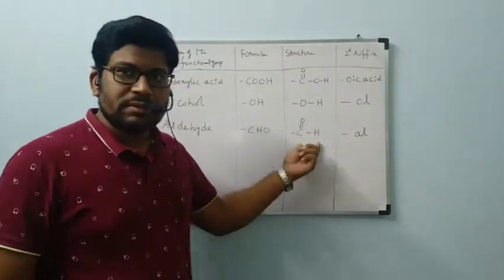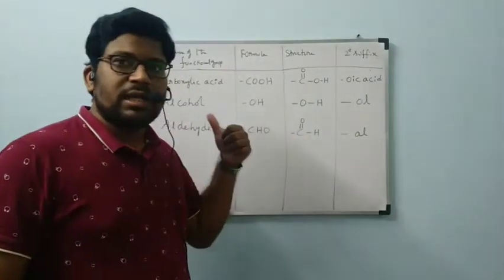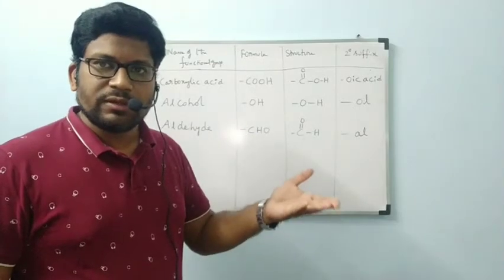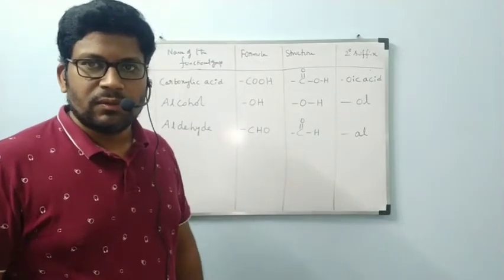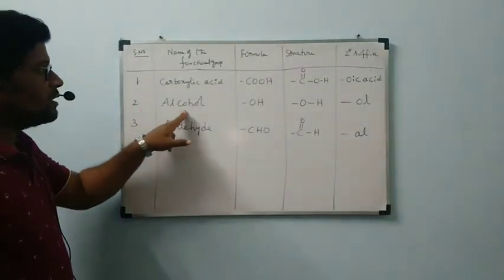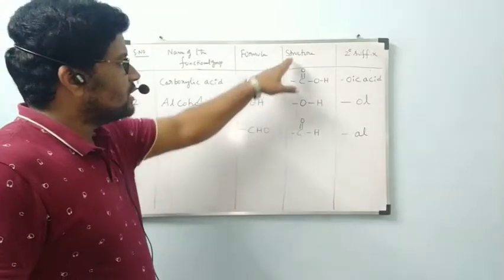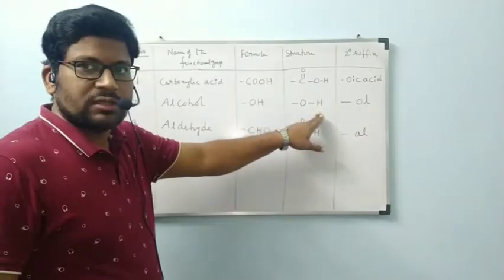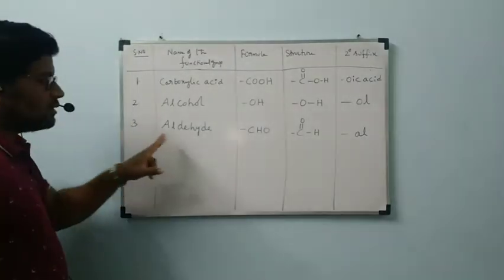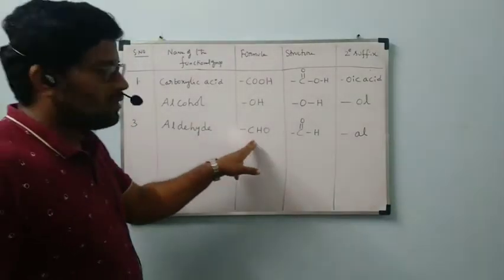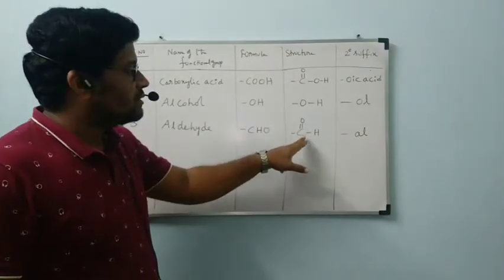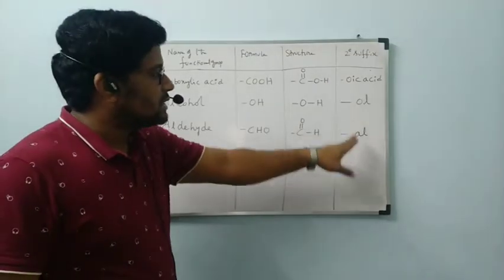Actually, this is the functional group representation. This should be bonded with any other carbon outside, CH2, like that it will be. At the time you are writing the molecules, you will understand. No problem. See, second, alcohol, formula OH, structure O single bond H, secondary suffix ol. Next, third one, aldehyde, formula CHO, structure C double bond OH, secondary suffix al.